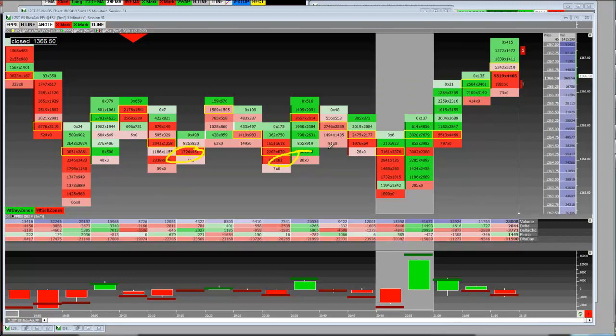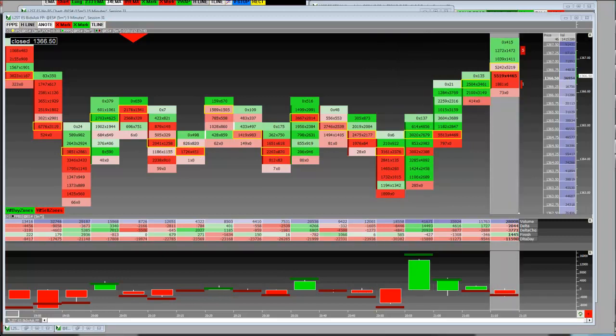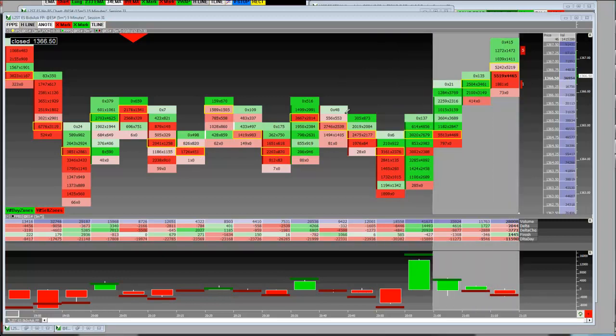You might even say to yourself, okay, I don't want to get in just because sellers are getting cut off. I actually want some confirmation that buyers are lifting the offer. And here's an example where that then starts to take place. The sellers have got cut off, and then you see what? Buyers start lifting the offer. 946 lift. 919 lift. 2,631 lift. So that's your confirmation.